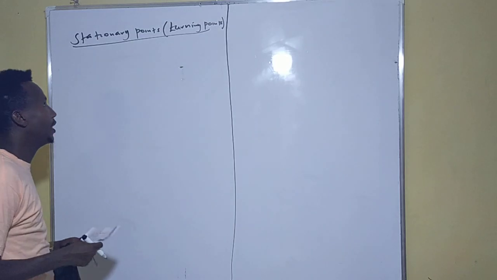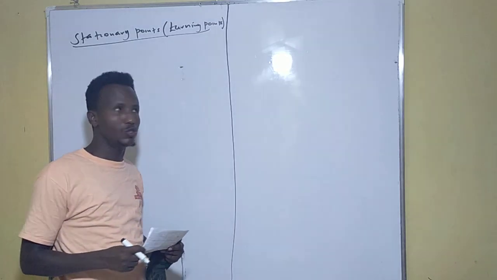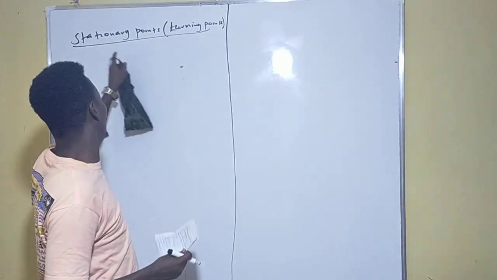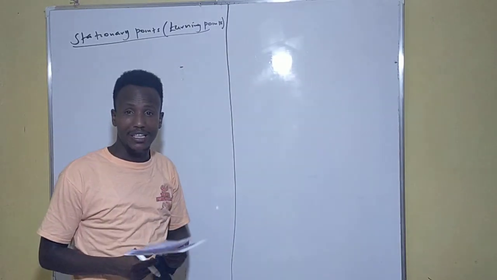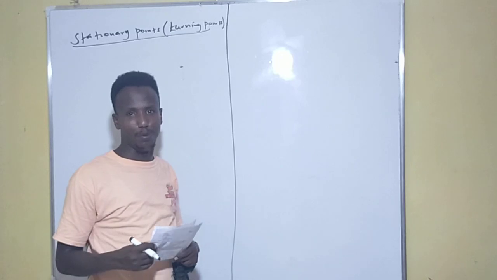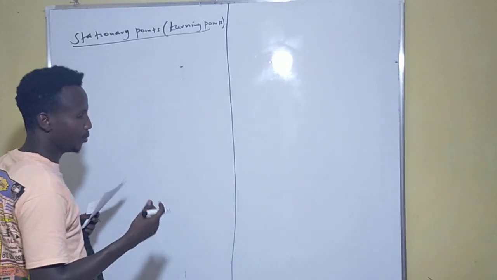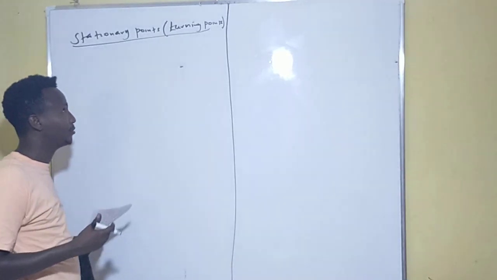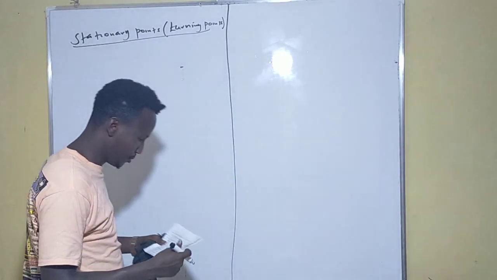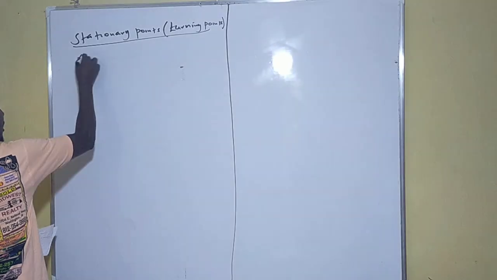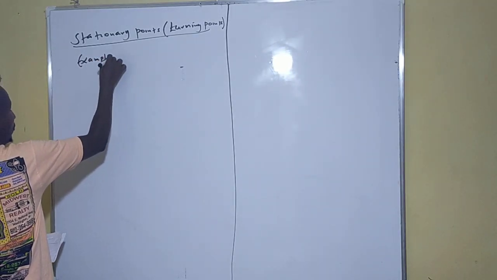So today we are going to see how to calculate the values of the stationary point, or the turning point, as well as how to determine the nature of the turning point. When we say the nature, it means whether it is maximum or minimum. To start with, let us see the first example.